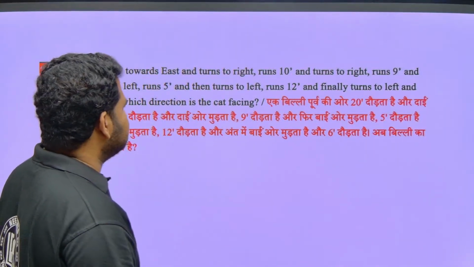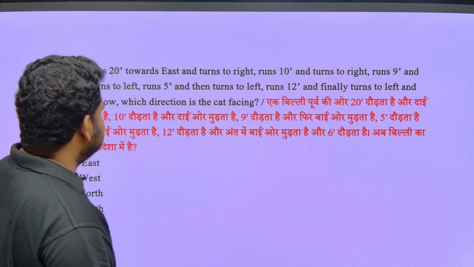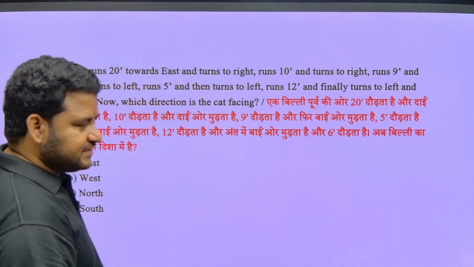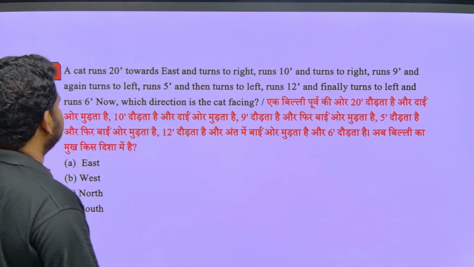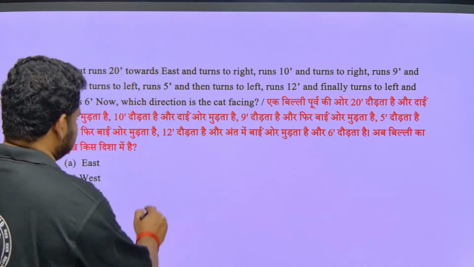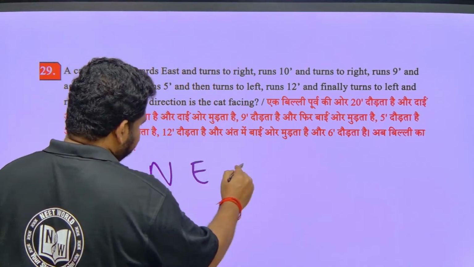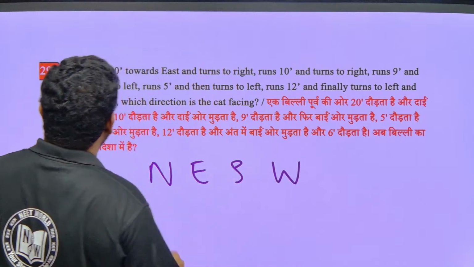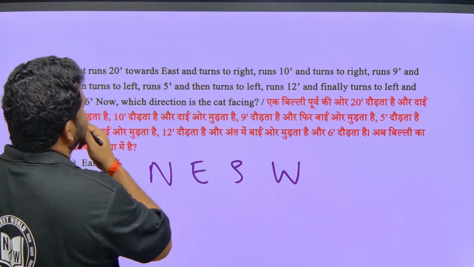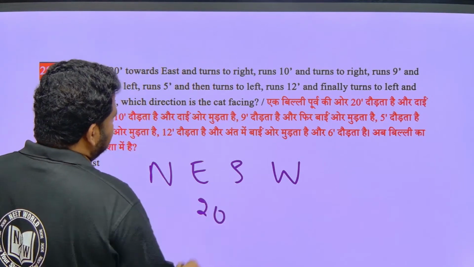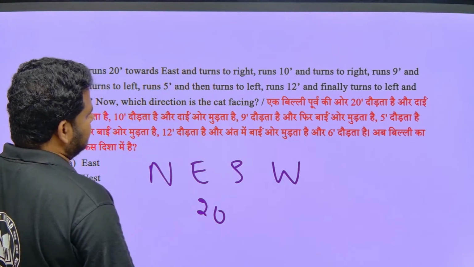So these are the questions. Okay. Again, this is facing direction. A cat runs 20 feet, or whatever the unit is. Don't worry about the unit. A cat runs 20 towards east. So I have to write 20 here. Okay, and turns to right.